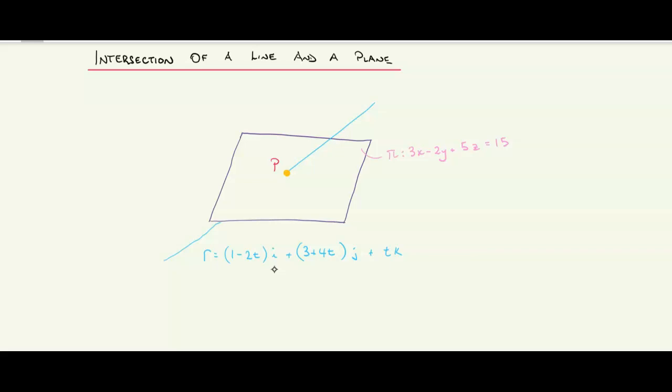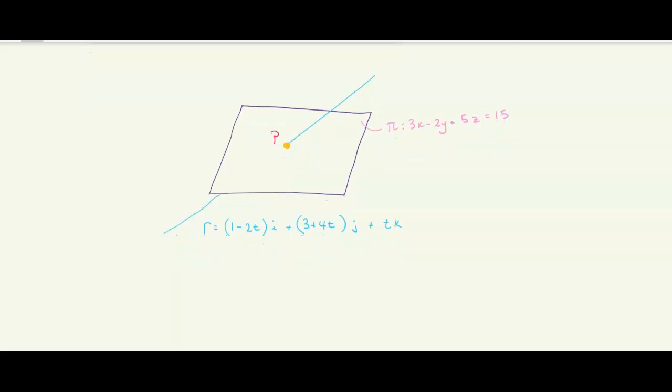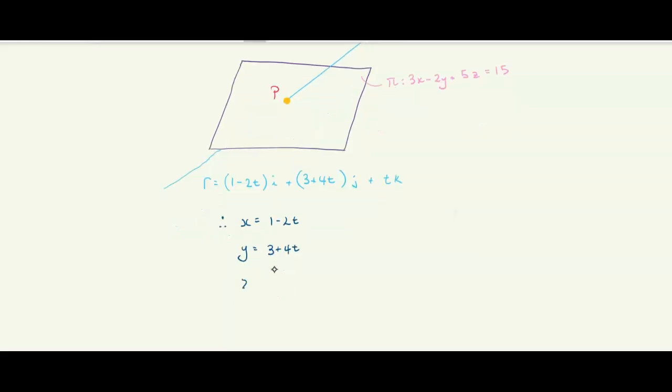So what we're going to need to do in order to find this common point is extract from my line equation what my x, y, and z points are in terms of t, and then sub them into my plane equation. So solve simultaneously, essentially. So from this we can say that x is equal to 1 minus 2t, that y is equal to 3 plus 4t, and that z itself is just equal to t.